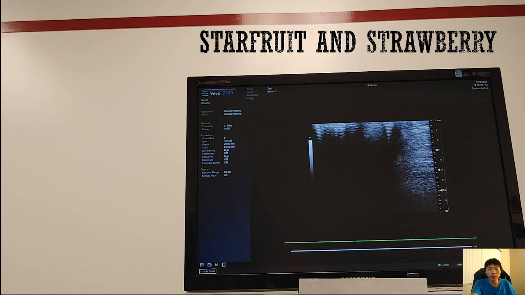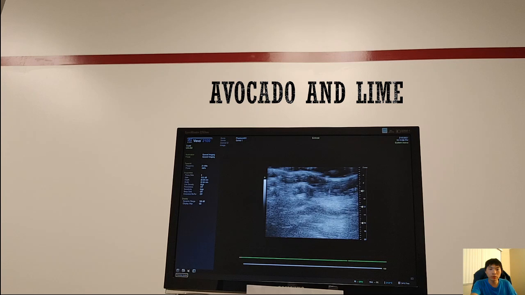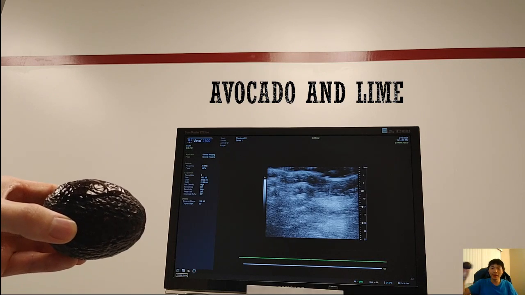So far, what we've seen is ultrasound is very good at looking at surfaces as well, similar to optical imaging, but maybe we get a little bit more depth of penetration. Okay, so let's move on to our next patients. So here comes avocado. I have avocado here.